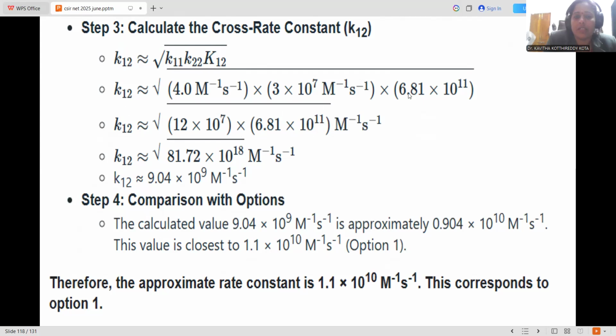If you calculate the entire values, we get K12 is equal to under root 81.72 into 10 to the power 18. So K12 is equal to 9.04 into 10 to the power 9.